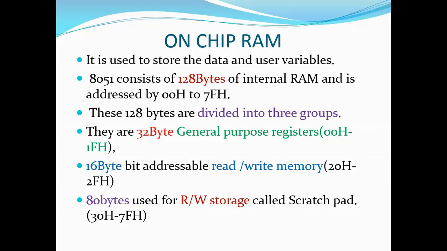That is, the first 00 to 1F, the first 32 bytes, is general purpose. The next 16 bytes is read write memory. The next 80 bytes are read write, the scratch part. This is the inbuilt, on-chip RAM. The total 128 bytes of RAM is divided into three groups. First one is general purpose, second one is read write, third one is scratch part.